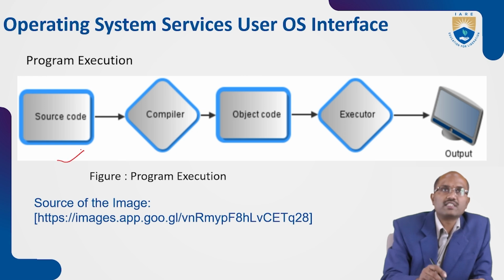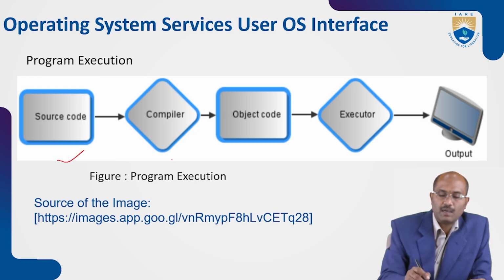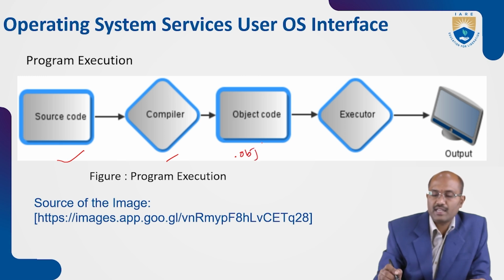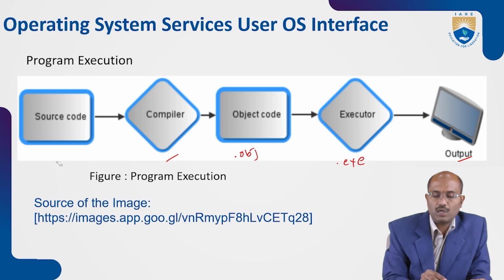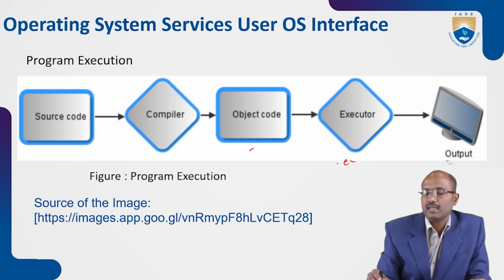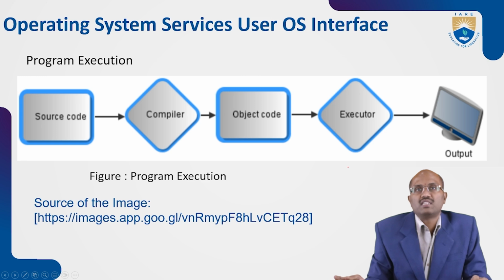How is the source code program executing? First, the source code is given to the compiler. The compiler executes the source code and produces the object file, the .obj file. Then, from that, it produces the .exe file. Then that exe file gives the output. This is how the program is executing in the computer, as shown in pictorial form in this figure.